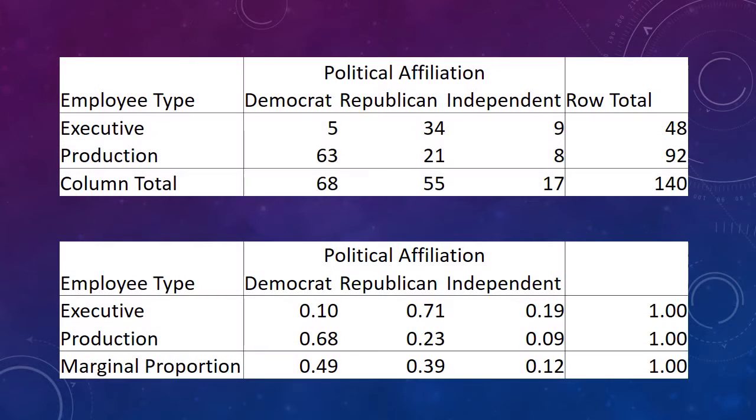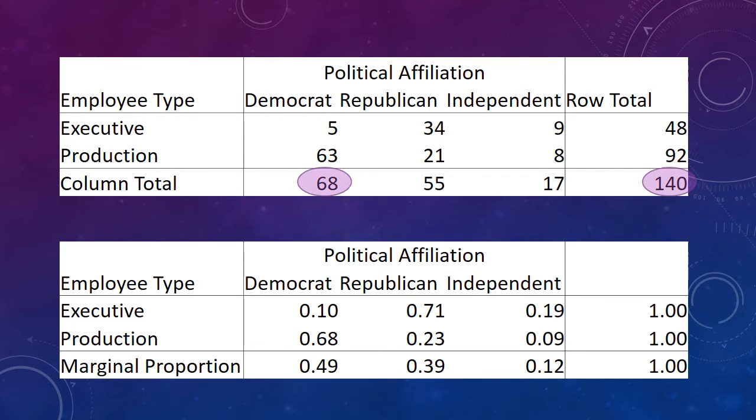We found that the distribution of employees among different political parties was different for executives and production workers. That is, there was an association between political affiliation and employee type. If you look at executives as opposed to production workers, it changes the proportion of Democrats and Republicans. To look for an association in the contingency table, we converted the frequencies, that is, the number of people in each category, to conditional proportions.